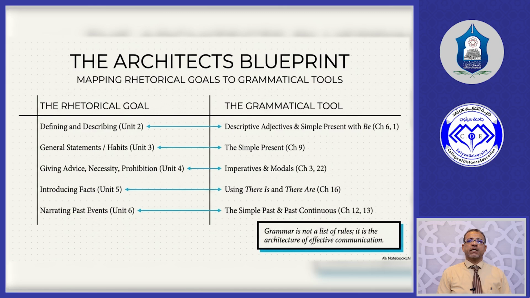Here we will have descriptive adjectives. Simple present with be, and from chapter 6 to 1. A simple present here, chapter 9. Okay, imperative, using the areas and so on. Grammar is not a list of rules, it is the architecture of effective communication. Be careful, be very ready for this. Remember this, and I know you are very talented to know this very well.